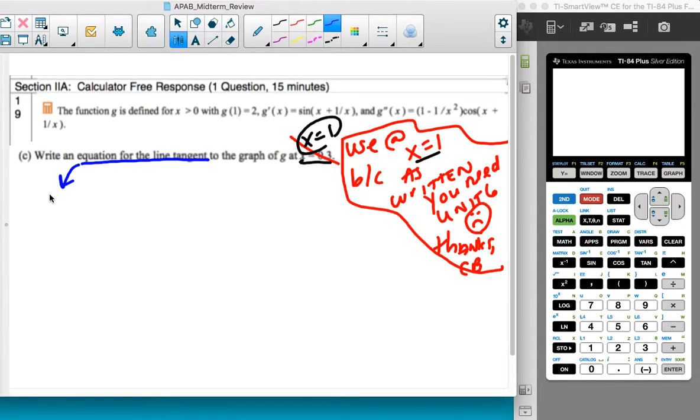So you need two things for the equation of a line, right? You're always going to need two things. You're going to need a point, which in this case we're given because we're given (1, 2), okay? We were given that g of 1 is 2.